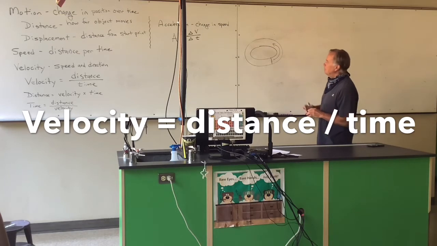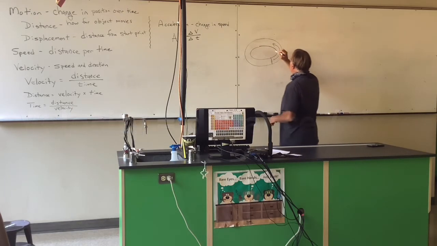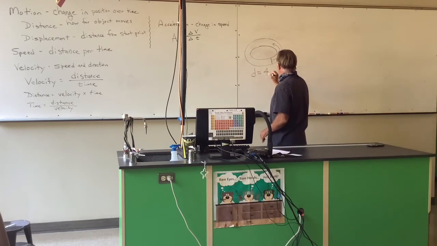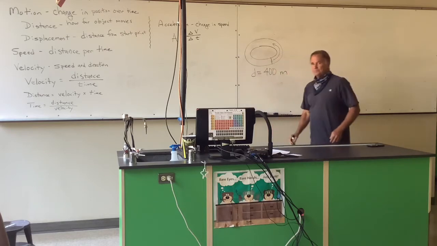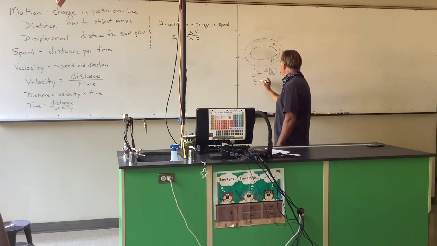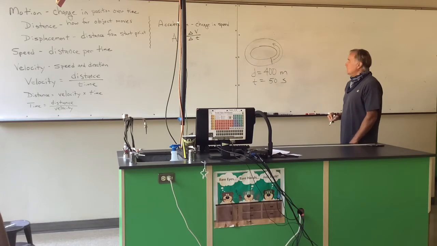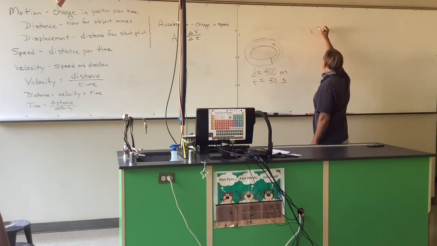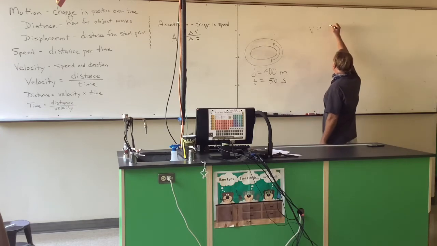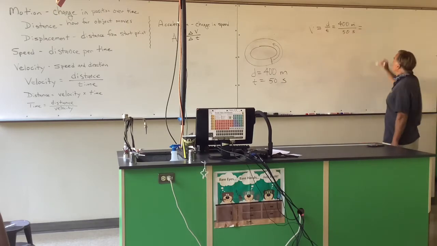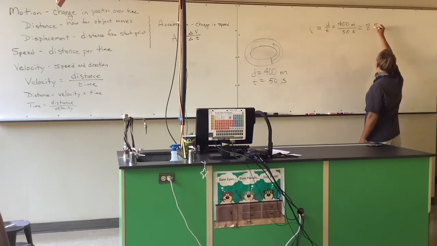For example, if we want to know how fast a runner is running, we know the distance is 400 meters, and we time that individual. Let's say they do it in 50 seconds. We can figure out the velocity. Velocity is distance over time: the distance is 400 meters and the time is 50 seconds. If you do the math, it comes out to 8 meters per second.